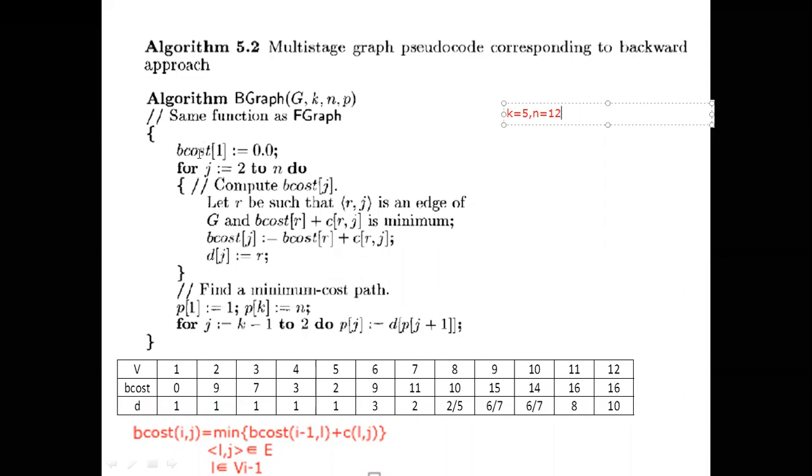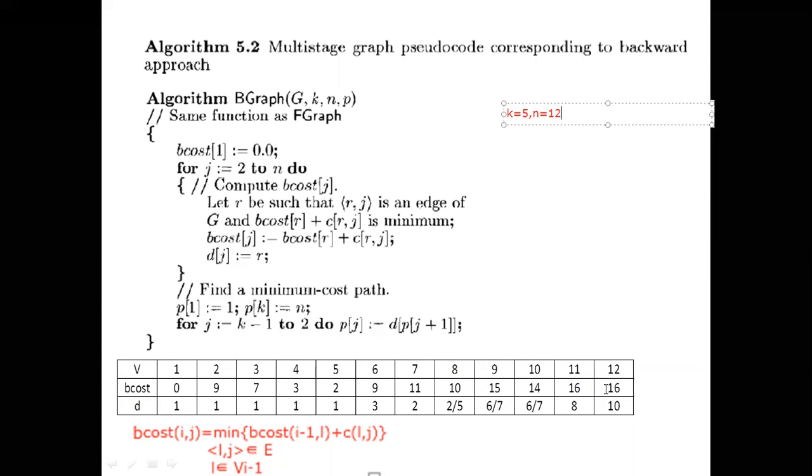See, previously in the forward method, what we did is cost of N is equal to 0. But here I will write B cost of 1. Why? Because in this approach, we will start with the first vertex and end with the 12th vertex. That is why, what is B cost of 1? 1 to 1, what is the distance? It is 0. I hope it's clear.